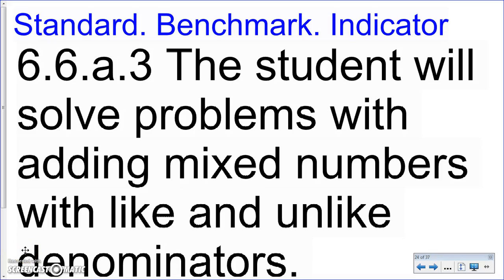Today we will be adding mixed numbers with like and unlike denominators. Please copy down the standard benchmark indicator on a clean page in your math notebook. The student will solve problems with adding mixed numbers with like and unlike denominators.